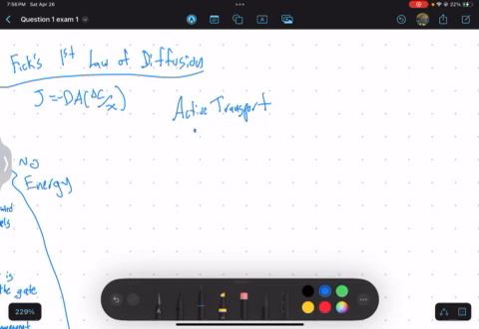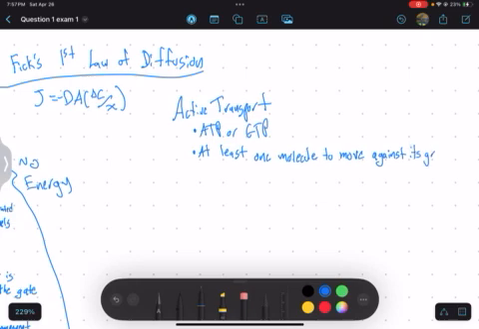So the type of energy that it's going to use is ATP or GTP for energy. It will help at least one molecule to move against its gradient. This is meaning it's going to go from a low gradient to a high gradient.